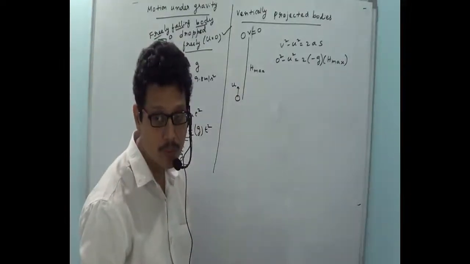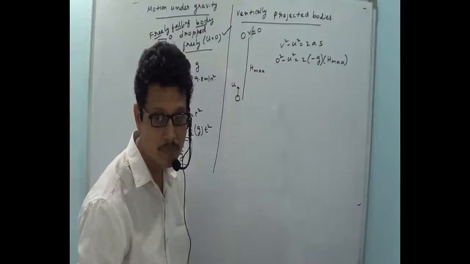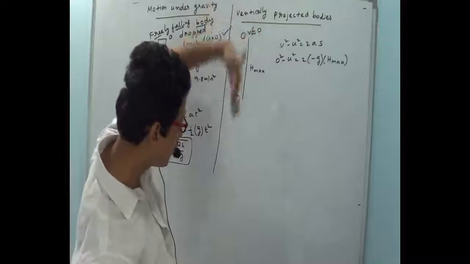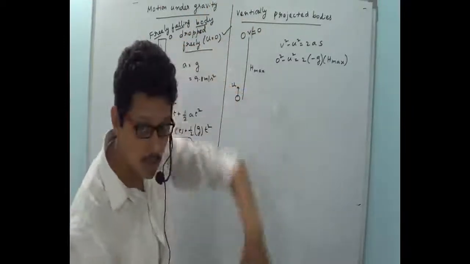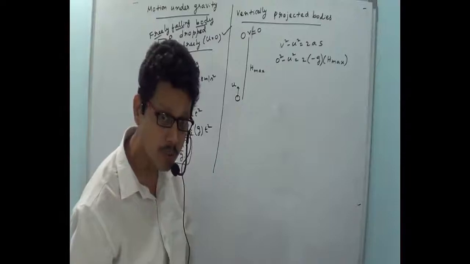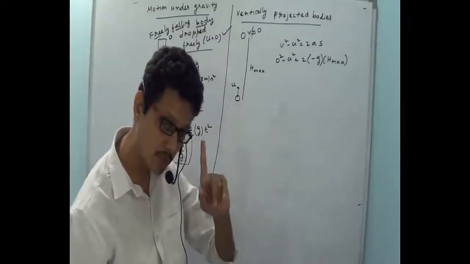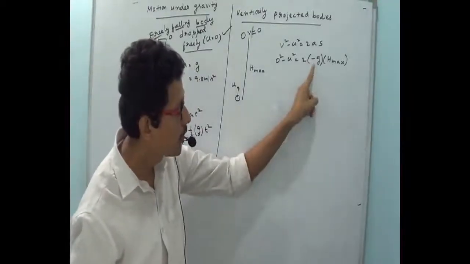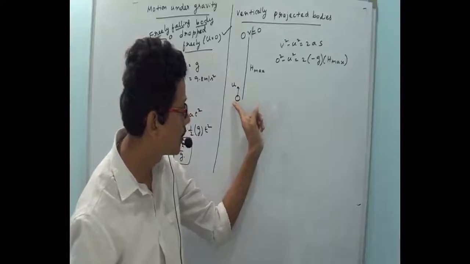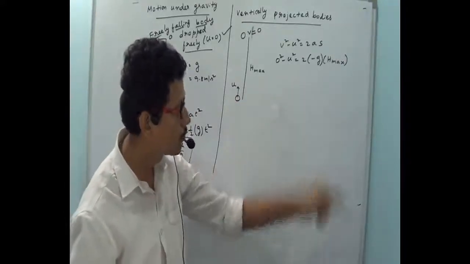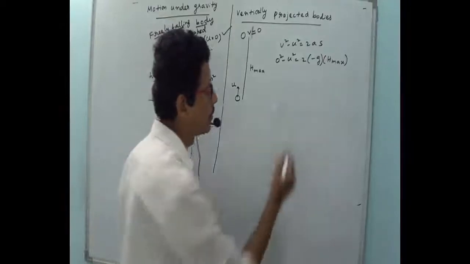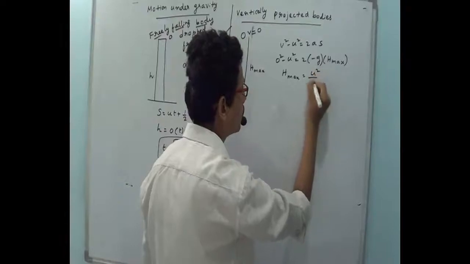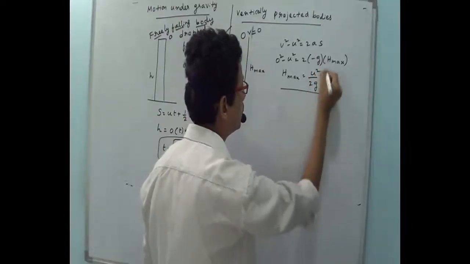If you take u as positive, you have to take g as negative, right? If you are taking u as positive, g is downwards, na? Opposite direction. U is upwards. Initial velocity is upwards. So I will take g as minus because u I am taking plus. And this is the formula, v square minus u square is equal to 2as. And what is h maximum? U square by 2g.